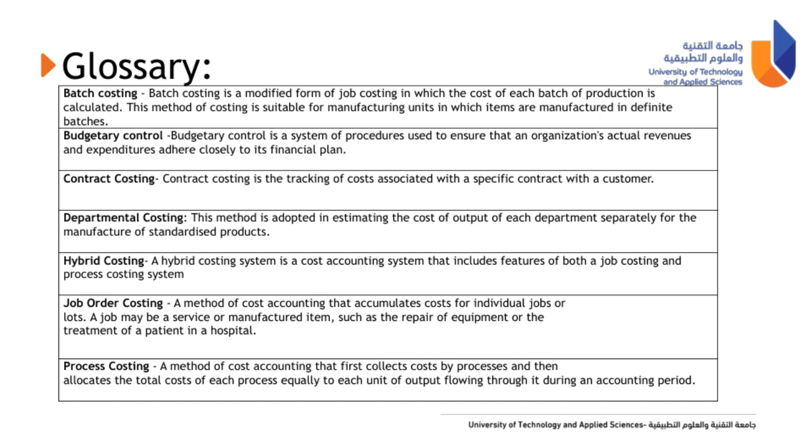Next, we have budgetary control. This is a system that helps organizations keep their actual revenues and expenditures in line with their financial plans. Essentially, it's about setting budgets and then making sure the actual financial performance adheres closely to those plans, helping with effective financial management.